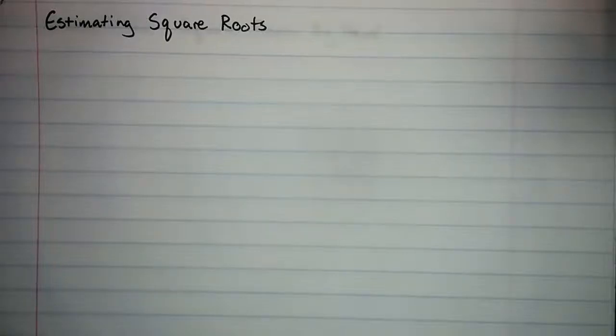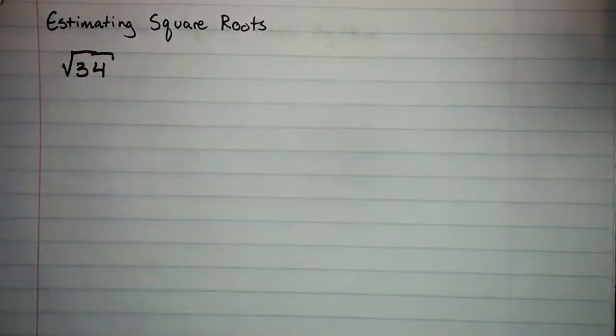What if a number is not a perfect square? How would we ever know that it's not a perfect square? And what can we say about its square root? Let's suppose that we want to know about, for example, the square root of 34.